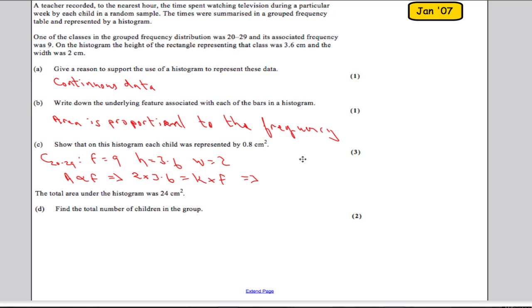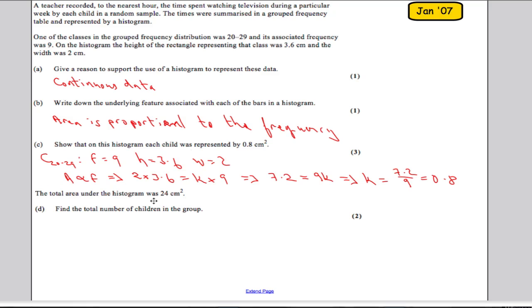The frequency we know to be 9, so let's just substitute that in there. 2 by 3.6 is 7.2, so 7.2 equals 9k, and that implies that k will equal 7.2 divided by 9, which equals 0.8.